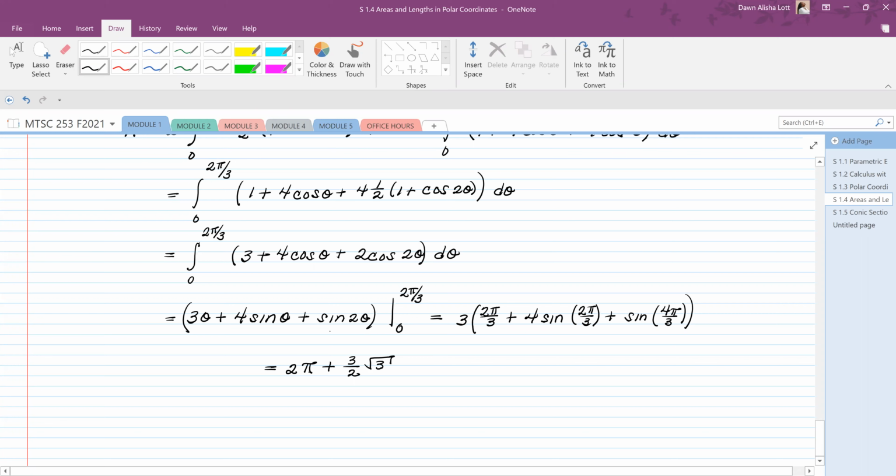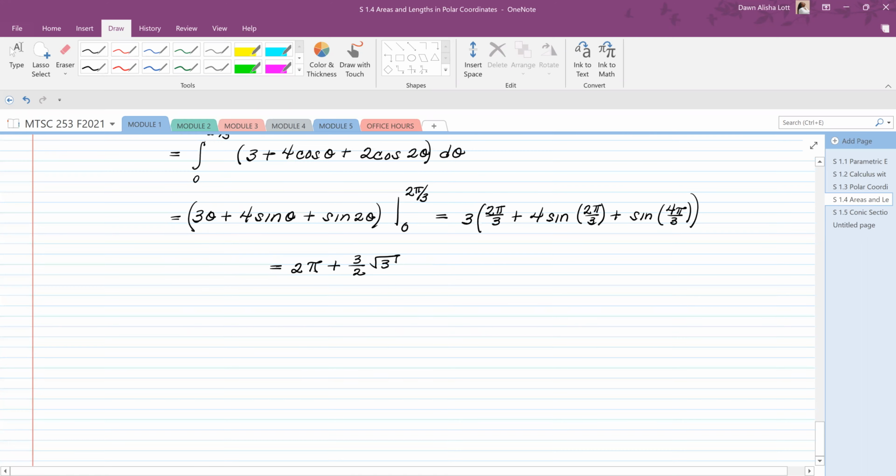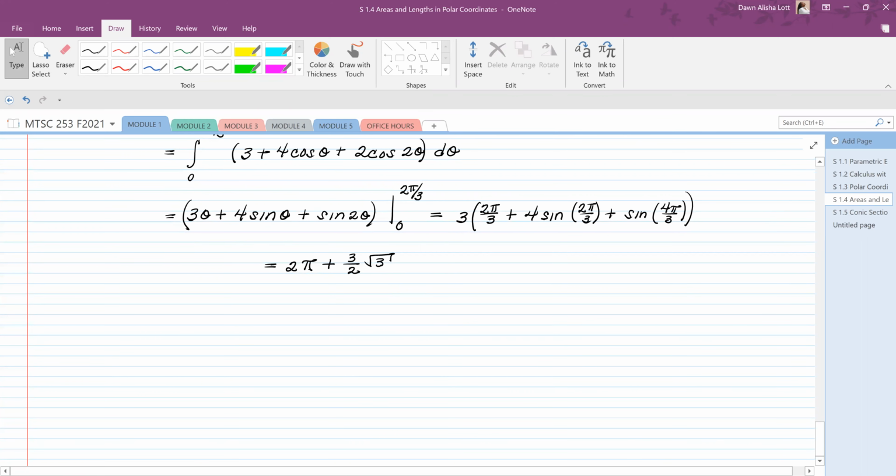Okay, so that's the pink region, the total pink region. And so now I need to do the inner loop part. So that's A2. So A2 is the integral between 2 pi over 3 and 4 pi over 3 of 1 plus 2 cosine of theta squared d theta.